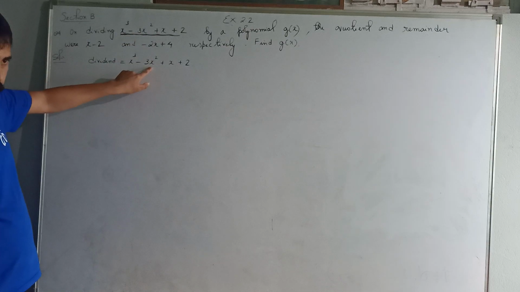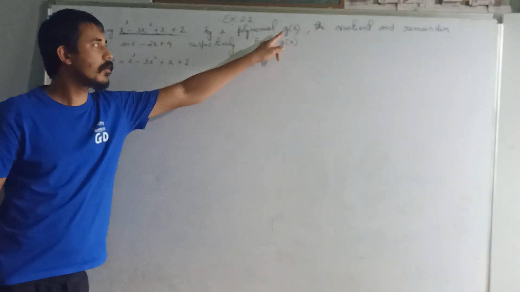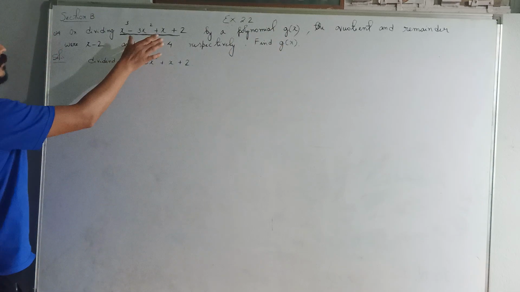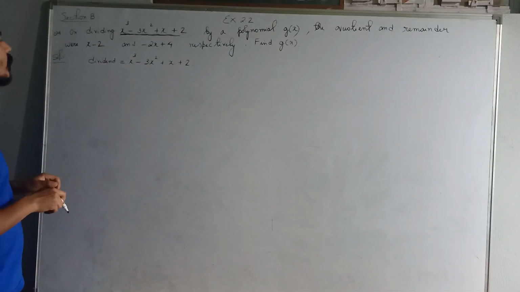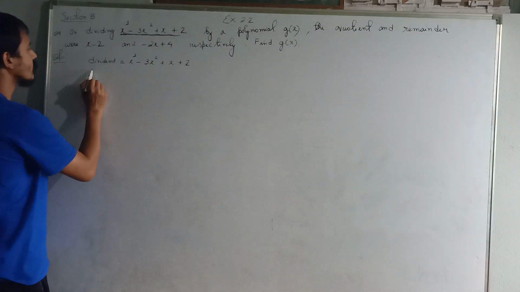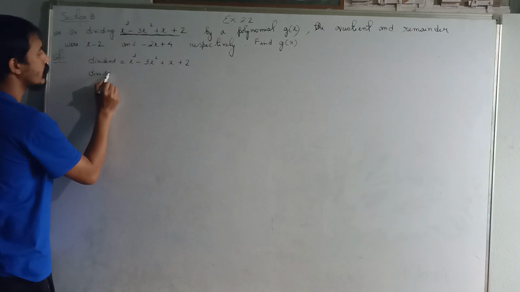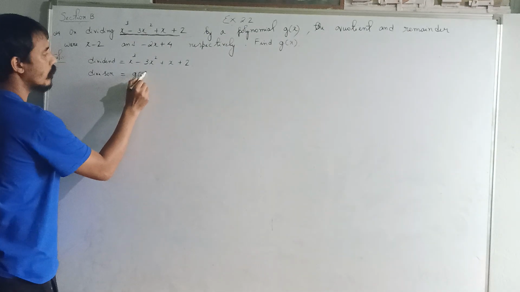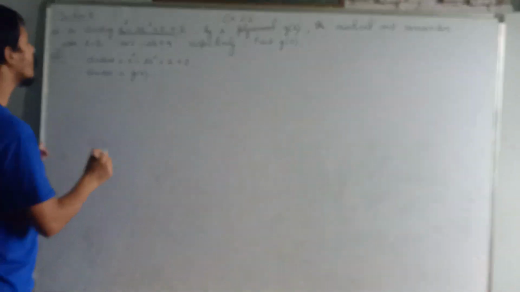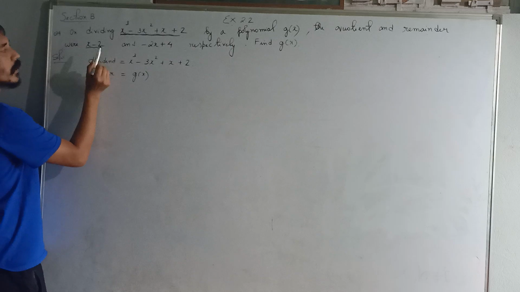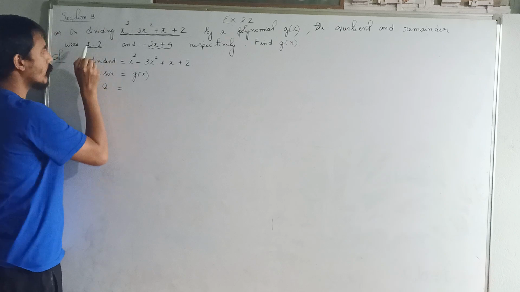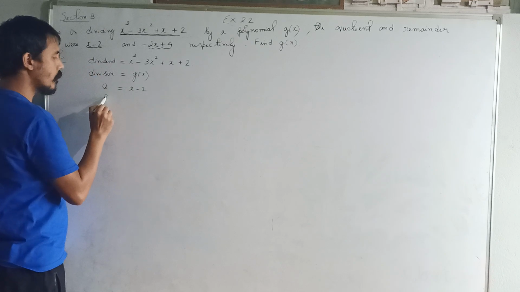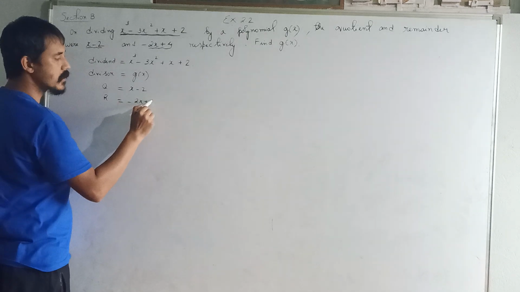So we are going to divide this polynomial, which is your dividend, by another polynomial g(x). So g(x) will be called the divisor. Now, the quotient and the remainder obtained here are x minus 2 and minus 2x plus 4. That means your quotient obtained is x minus 2 and the remainder obtained is minus 2x plus 4.